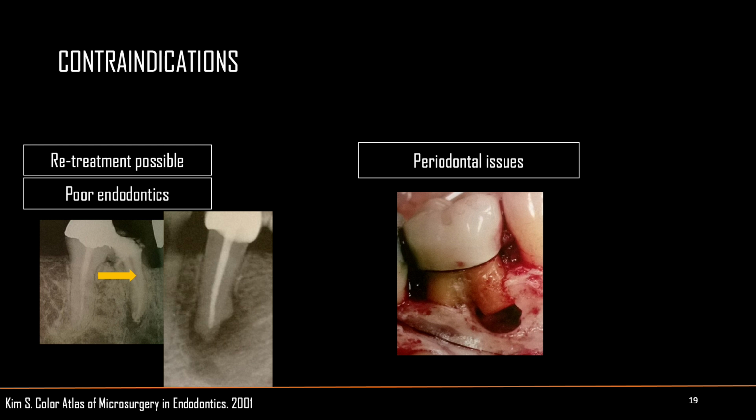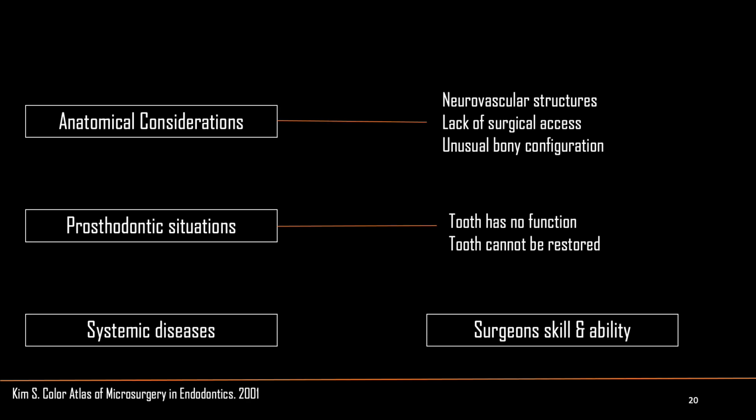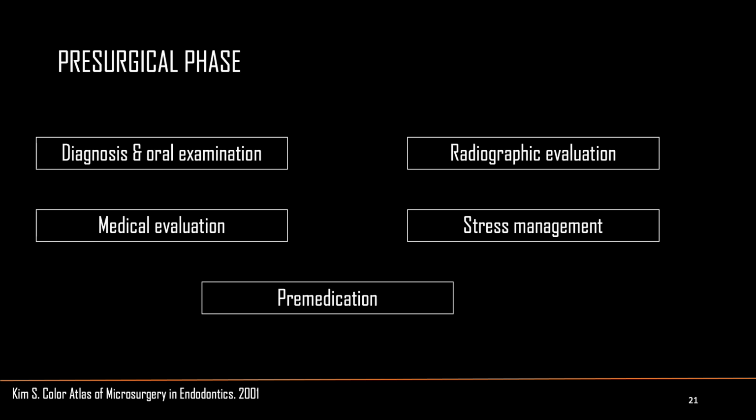Now, what are the contraindications for endosurgery? When retreatment is possible, or when there is poor endodontics or periodontal issues, then we do not consider endosurgery. Endosurgery is also contraindicated in case of neurovascular structures being present under the tooth structure, lack of surgical access, when the tooth has no function in the oral cavity, systemic diseases, and when the surgeon's skill and ability is in question.